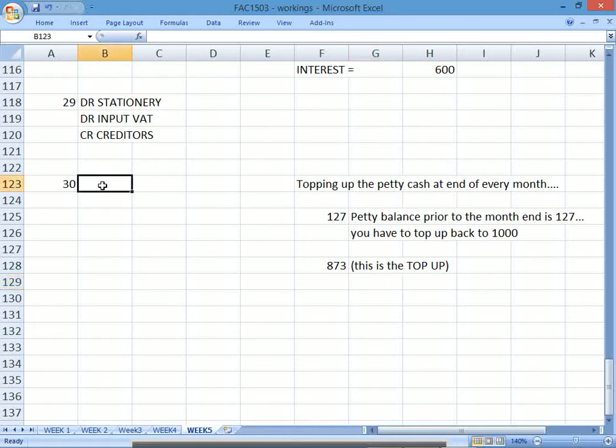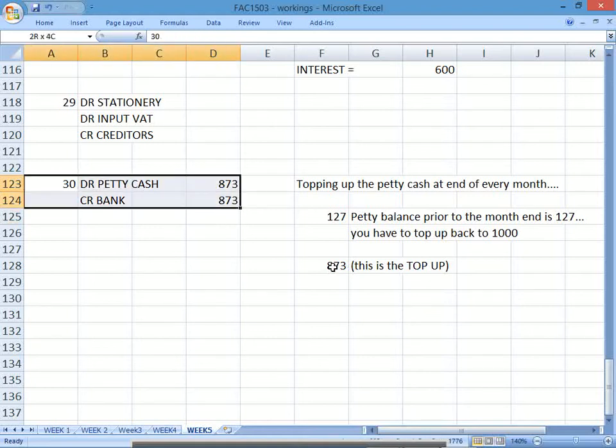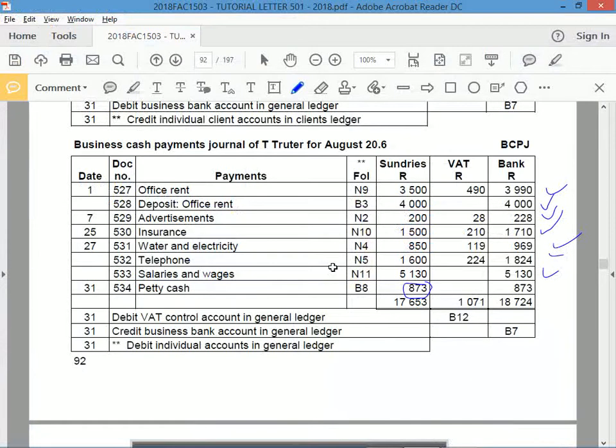So what can I do here? Debit the petty cash, credit the bank. And I would have shown 873. That was the last transaction. Okay, so the reason why we did that was to go back and check that we had all the correct payments for the petty cash. Right. Is that okay? Pardon?